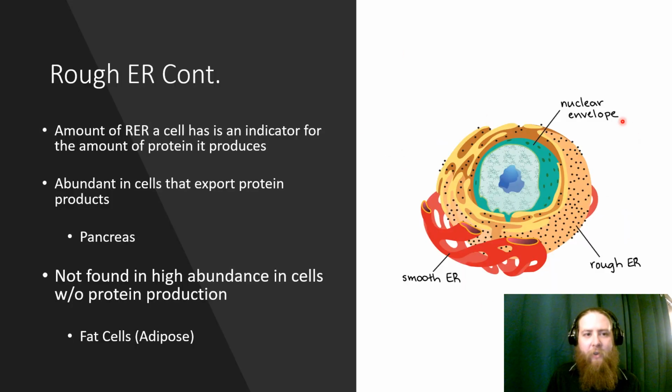So the amount of rough endoplasmic reticulum a cell has indicates how much protein it produces. So it's abundant in cells that make protein and send it to the rest of the body, like insulin. So the pancreas has a ton of rough endoplasmic reticulum, but it's not going to be found in high abundance in cells that don't make proteins. So fat cells or adipose tissue is not going to have a lot of this rough endoplasmic reticulum. In fact, it has very little of it.